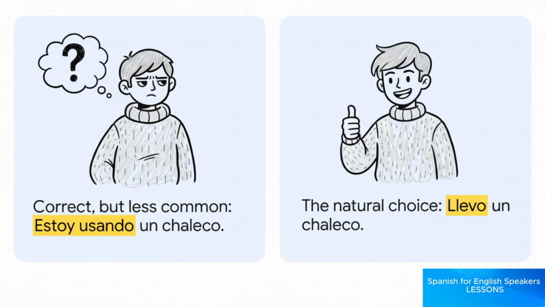Both sentences mean I'm wearing a sweater, but saying llevo un chaleco is the smooth, natural, expert choice. It's just specialized for this job. And to really put it in perspective, if you said estoy utilizando un chaleco, that would be really weird. It would sound like you're using the sweater for something else, like, I don't know, to polish the floor?